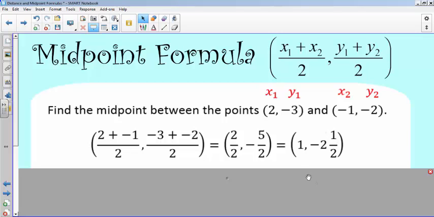Now, you need to make sure that you go back through, make sure you understand how to use the distance formula and how to use the midpoint formula before you come to class.